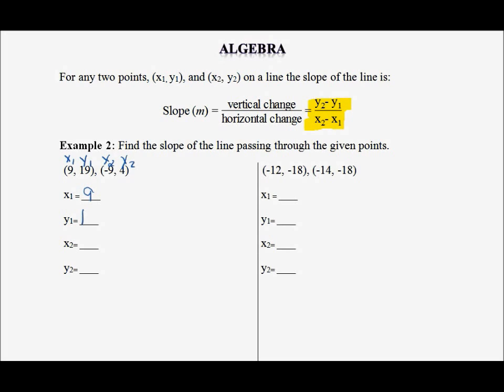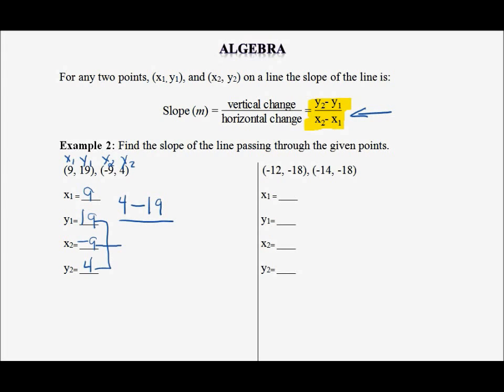My y1 is 19. X2 is -9, and y2 is 4. Okay? So now I have my formula here. I need to substitute these numbers into the formula. So I'm going to subtract the y's first. That will be my numerator. So it's going to be 4 minus 19.